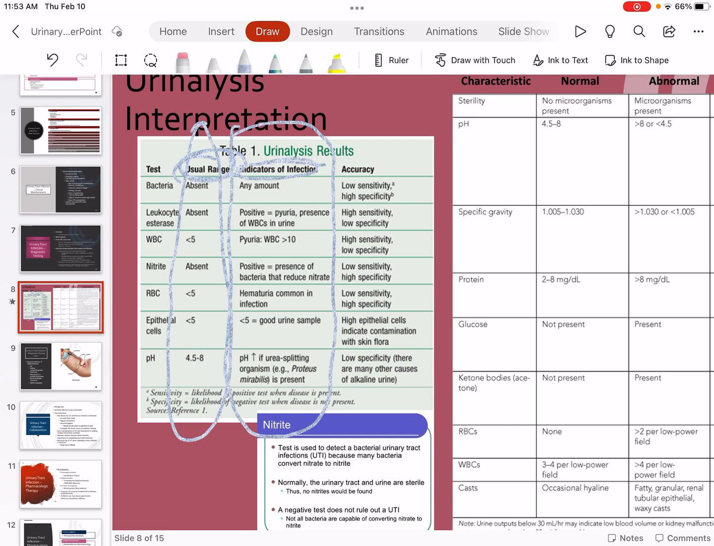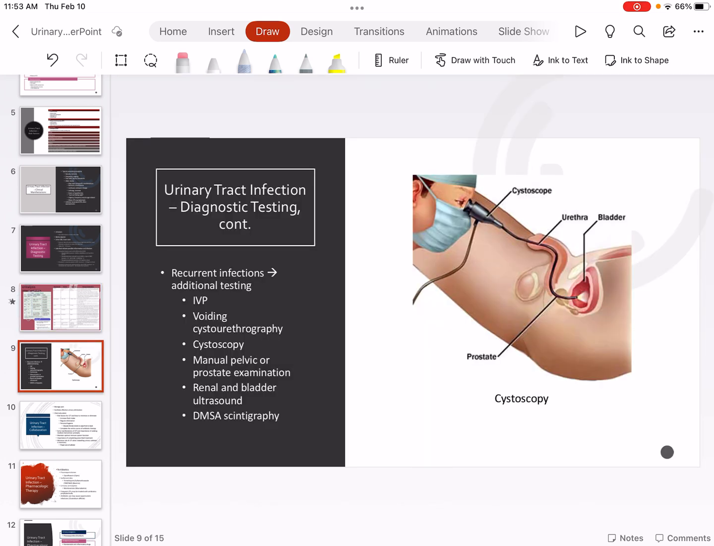So, bacteria that's present indicates UTI positive, leukocyte esterase, white blood cell count greater than 10 realistically, nitrite positive would indicate UTI. Red blood cells could be present because if someone has a UTI, they've probably got a lot of inflammation, and that can cause bleeding.